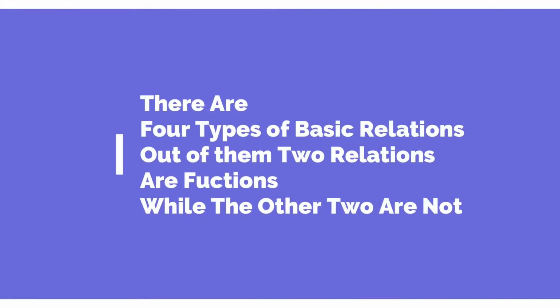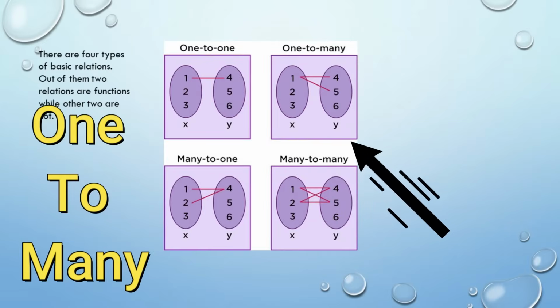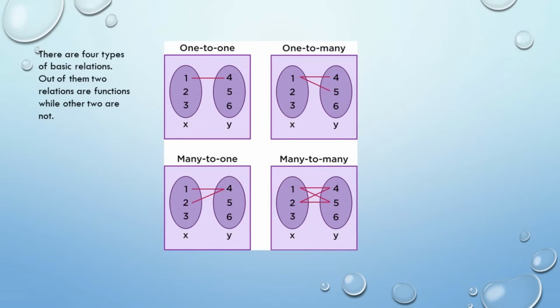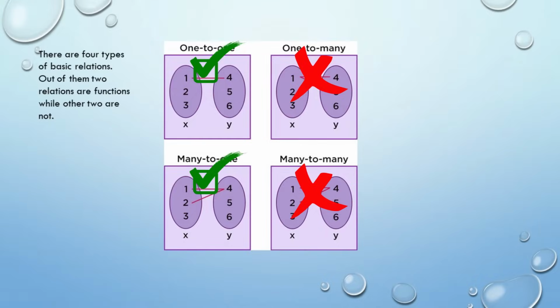Basically, there are four types of relations. They are one-to-one, one-to-many, many-to-one, and many-to-many. Out of these four, two of them are functions. They are one-to-one and many-to-one, while the other two are not functions.